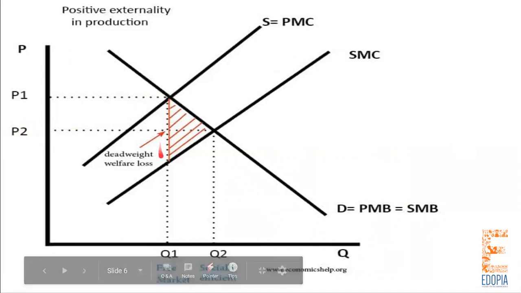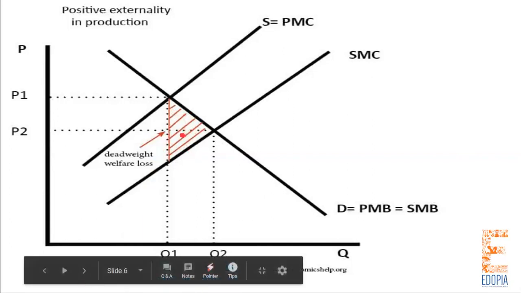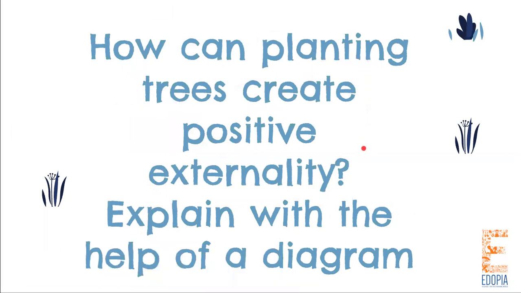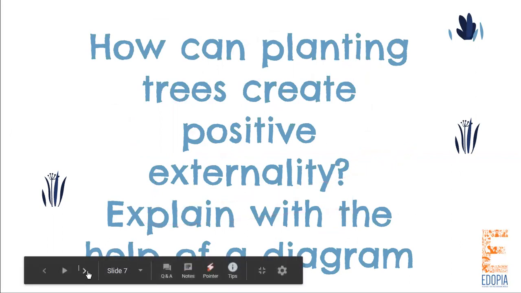So from this line to this line, we did not consider the external benefit, and this area becomes the deadweight loss, this red area. Now, you have to answer this. How can planting trees create positive externality? Like how planting trees can create benefit for the third party, and you have to explain it through the diagram.